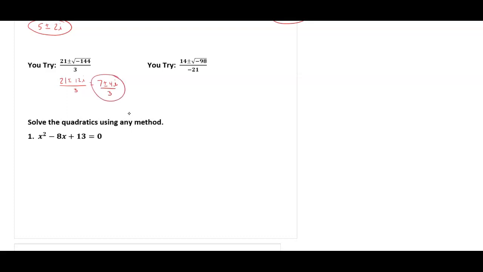And we are done. Okay, the next one, I'm going to simplify root negative 98 to root negative 1 times root 49 times root 2. So this becomes 14 plus or minus 7i root 2 all over negative 21. If I look now, all of these can be divided by 7. So I would get 2 plus or minus i root 2 all over negative 3 and leave it at that.